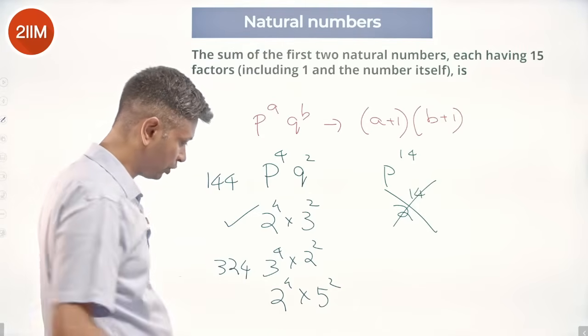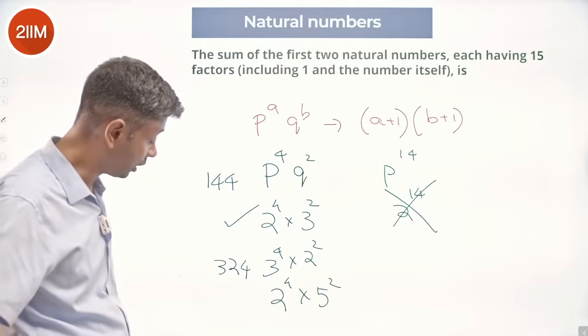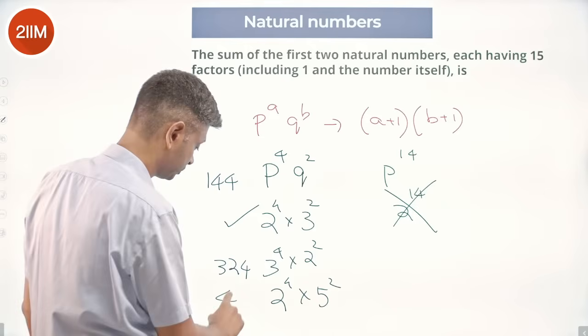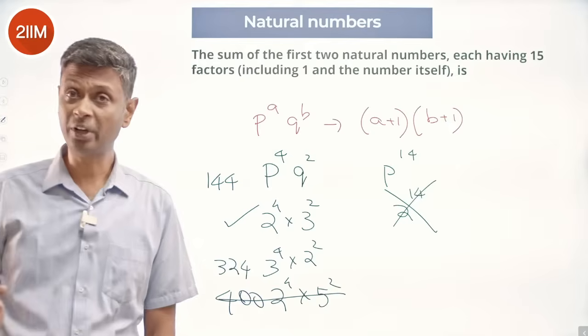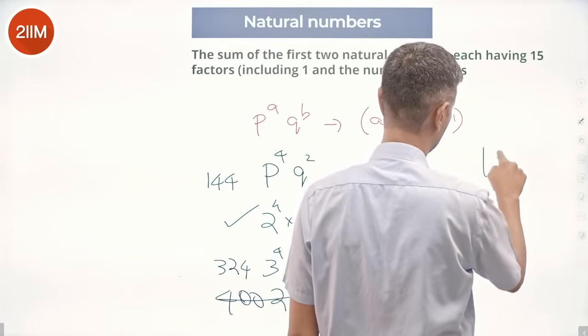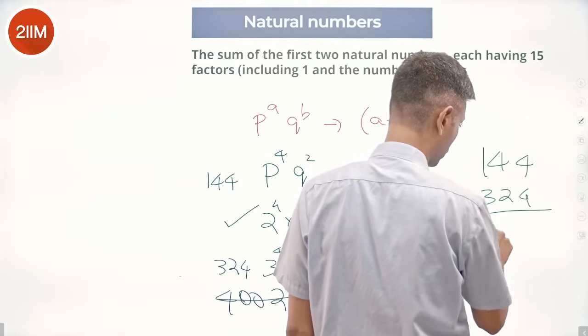2^4 into 5 square, 2 square into 5 square is 100. Another 2 square, this is 400. This is 20 square, 400. This is too great. So 144 and 324 are the first two numbers. So we have to find the sum of the two numbers. Oopsie. 144 plus 324, which is 468.